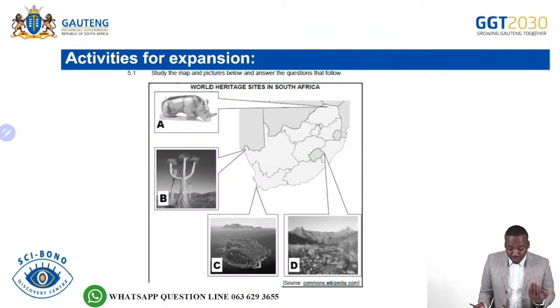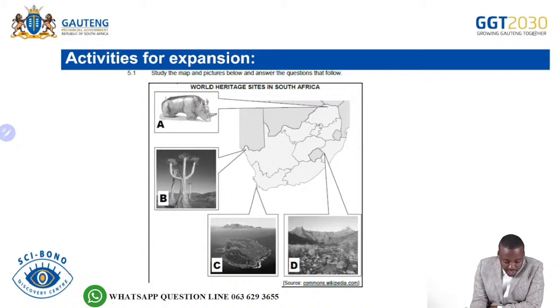A few activities before we close. Let's look at this. They are saying study the map below and the pictures, right? Hence, I said to you when I gave you the tips, expect a map, but also the visuals are very important. Let's look. We've got attraction 1 here. They might say identify it. Check here's the location. Which one is it? Obviously, this one is going to be Mapungubwe Cultural Landscape. It is located where? In Limpopo.